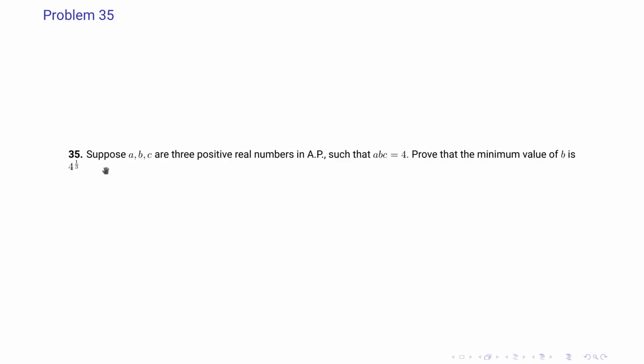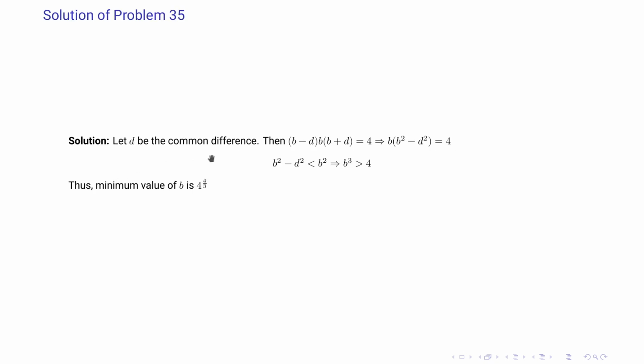Problem 35 says that suppose A, B, C are three positive real numbers in AP such that ABC is equal to 4. Prove that the minimum value of B is 4 to the power 1 by 3. We let D be the common difference. Then our product ABC becomes (B minus D) into B into (B plus D) is equal to 4. That is B into (B square minus D square) is equal to 4.